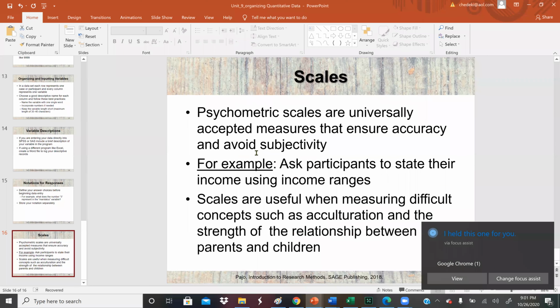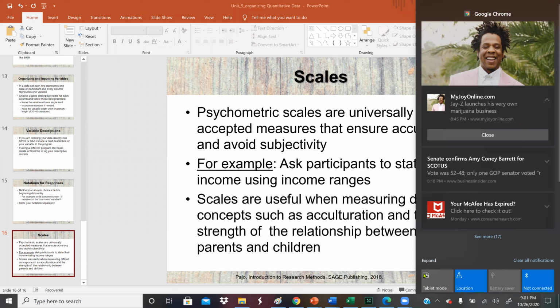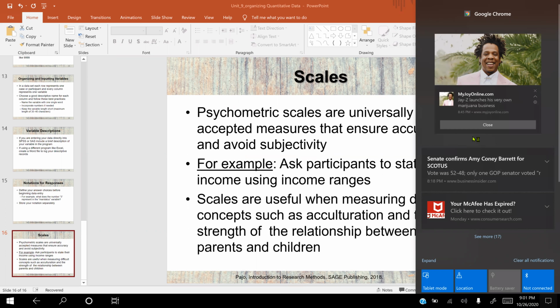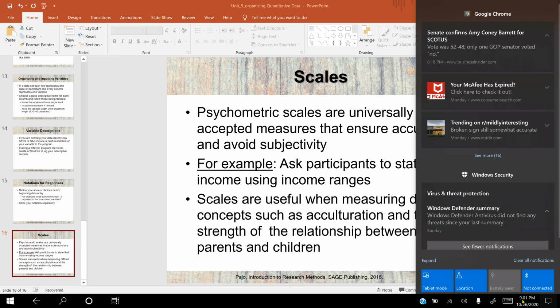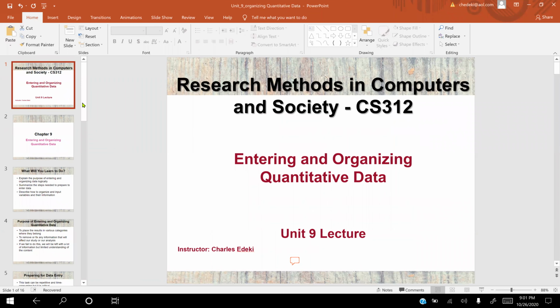So this will be the conclusion of our lectures on how to enter data and also organize the data. In this case, we talked about quantitative data. Again, these lectures cover chapter 9 of our course textbook.